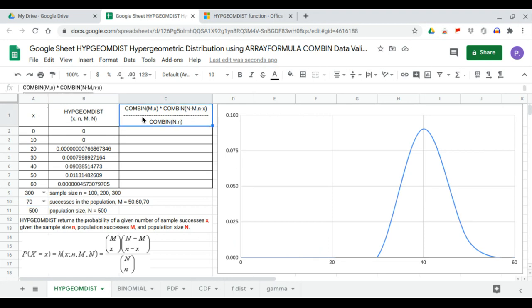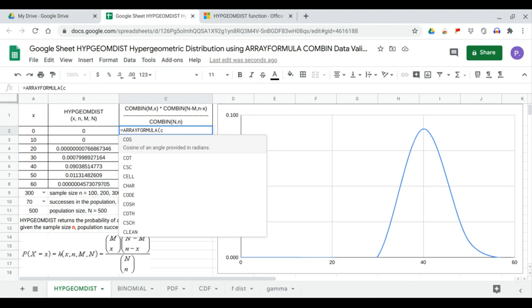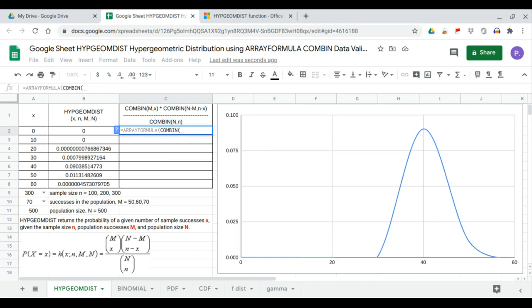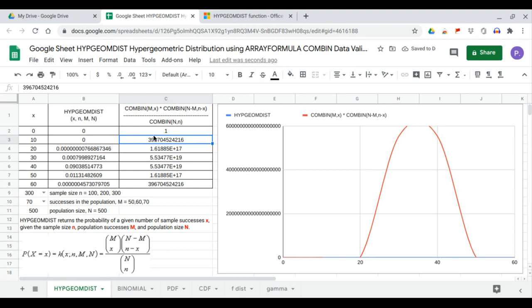Let's use the combine function to generate the same dataset. So we have an array formula, combine of m comma x comma x. That's the first part of the numerator. Then we add in the second part of the numerator, which is combine of N minus m.